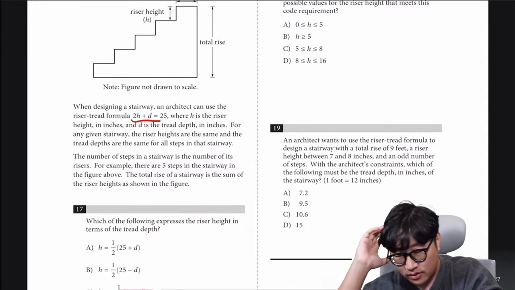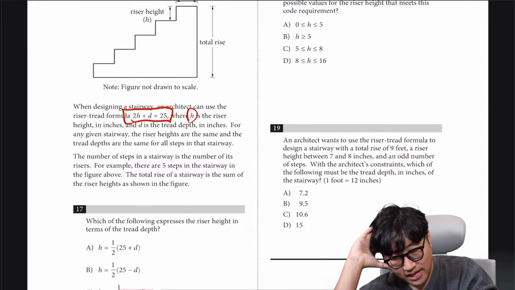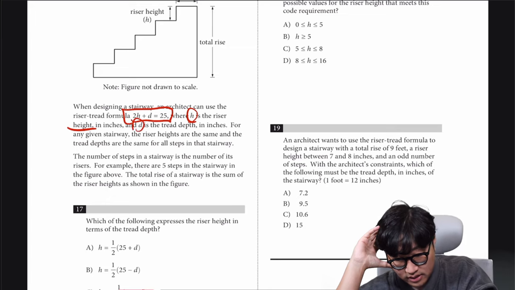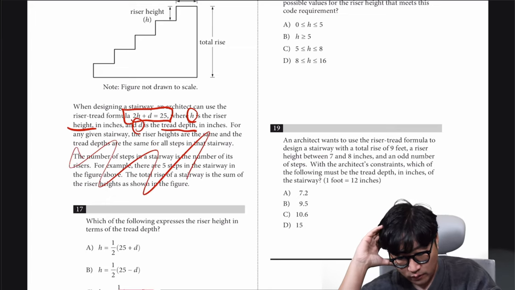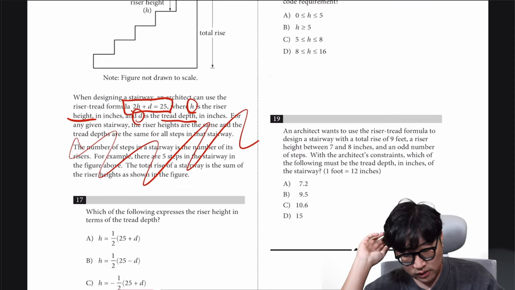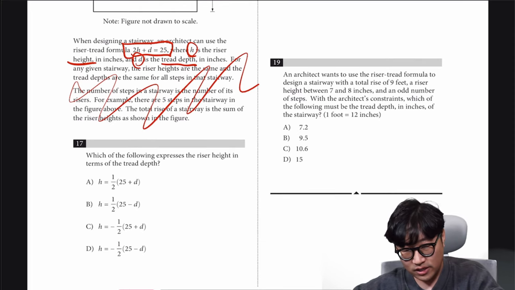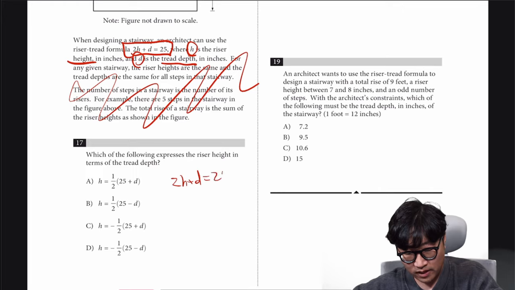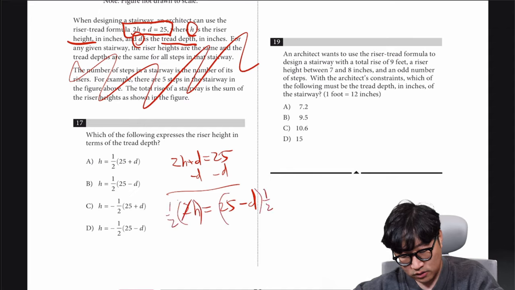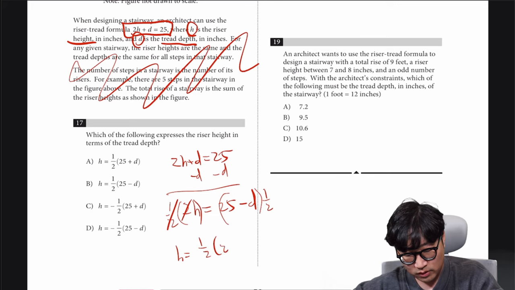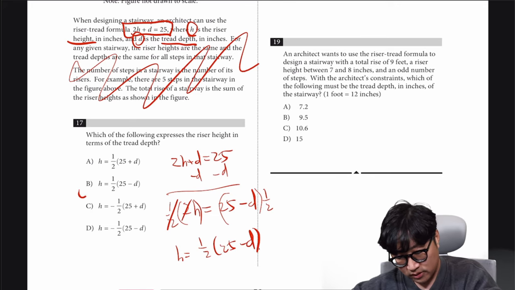All right, 17 to 19. So there's that little equation. I don't want to read this whole thing. H is the height, and D is the tread depth, and so on. So number 17, which of the following expresses the right? Just solve for the H. So 2H plus D is equal to 25. They gave it to you. Subtract D on both sides. 2H is equal to 25 minus D. Go ahead and multiply both sides by 1/2 to get rid of that 2. So H is equal to 1/2 times 25 minus D, which is answer choice B.